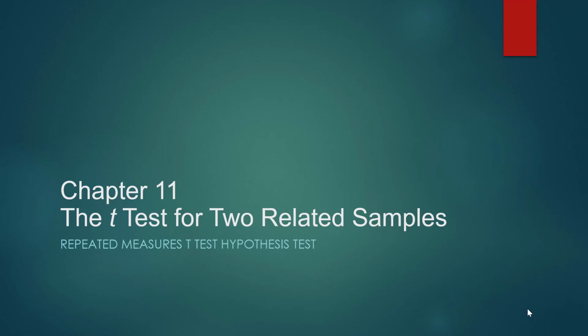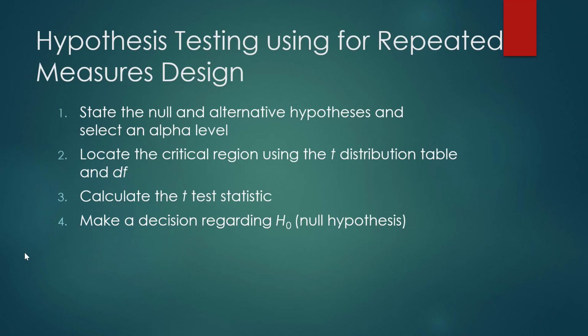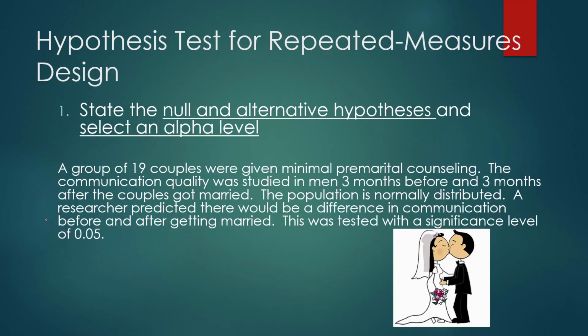In this video, we'll go through the steps for the repeated measures t-test hypothesis test. So these steps should look familiar. They're similar to the hypothesis testing that we've done with previous chapters. First, we're going to state the null hypothesis and the alternative hypothesis. Then we'll select our alpha level, locate the critical region using the t-distribution table and our degrees of freedom. We'll calculate the t-test statistic, and then we'll make a decision regarding the null hypothesis.